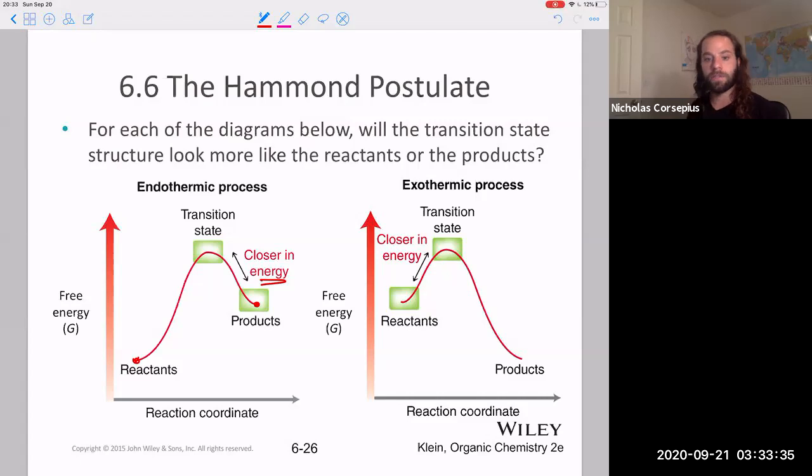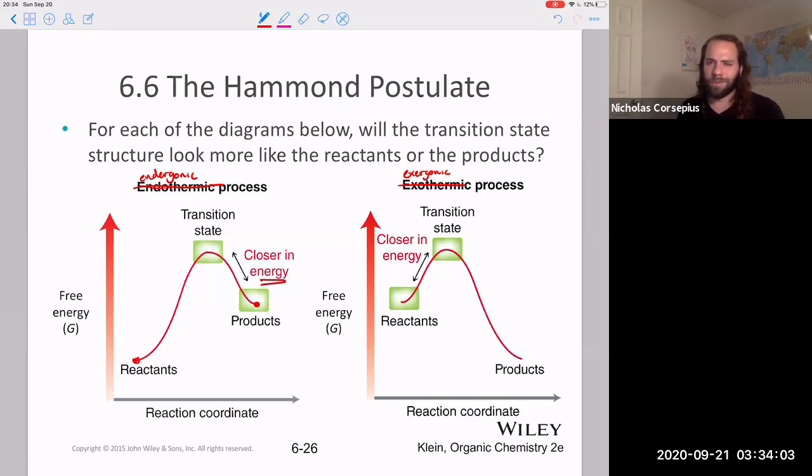Likewise, in an exergonic reaction, and these actually should say not thermic, but gonic, the transition state in an exergonic process or exergonic reaction with a negative delta G, you'd expect your transition state to look a little bit more like your reactants than the products.